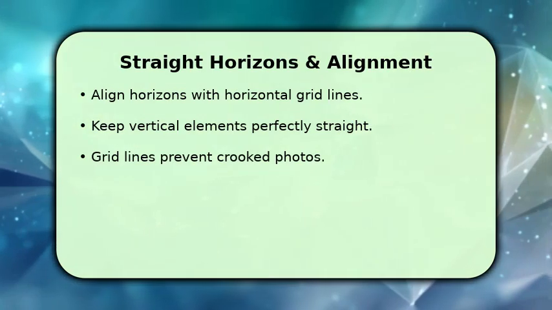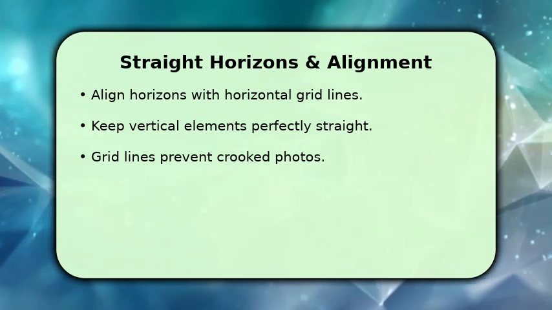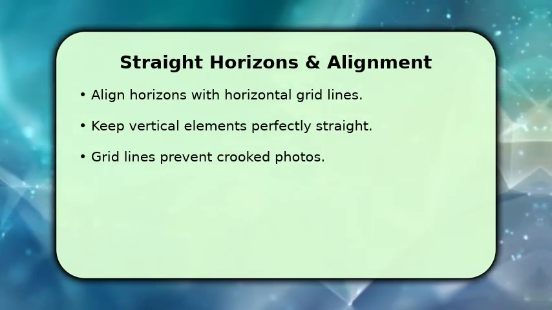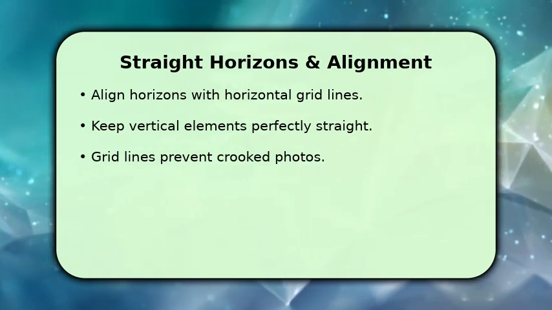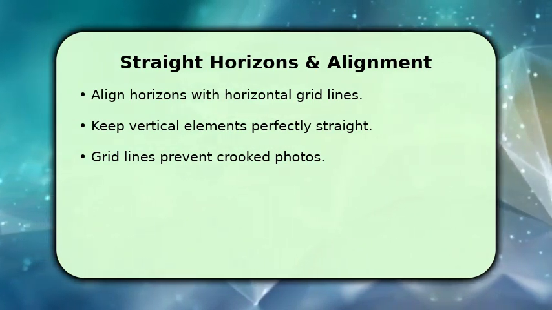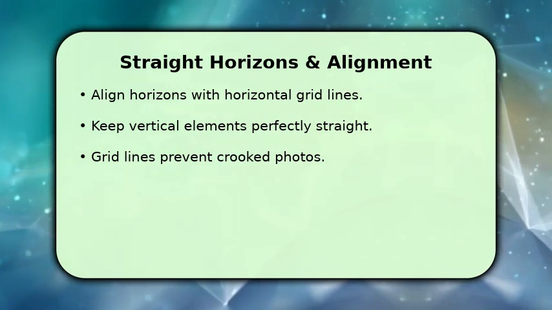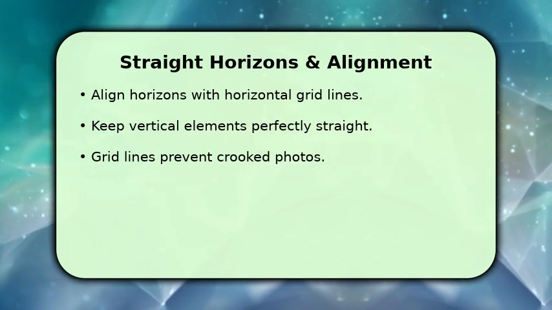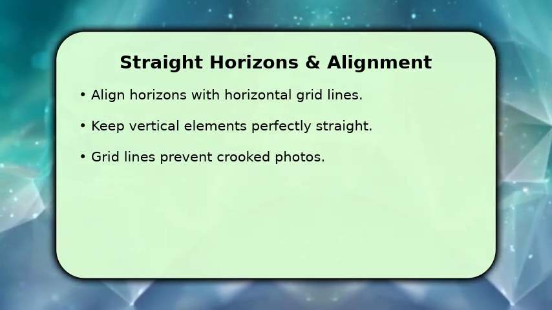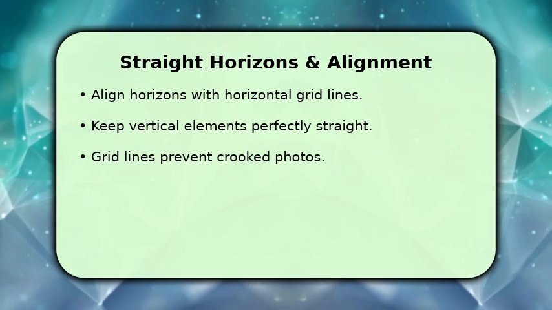One of the most common mistakes is a crooked horizon. Grid lines are your best friend here. Use the horizontal lines to ensure your horizon is perfectly level. Similarly, align vertical elements like buildings or trees with the vertical grid lines to prevent a skewed appearance. This simple step instantly elevates the professionalism of your shots.